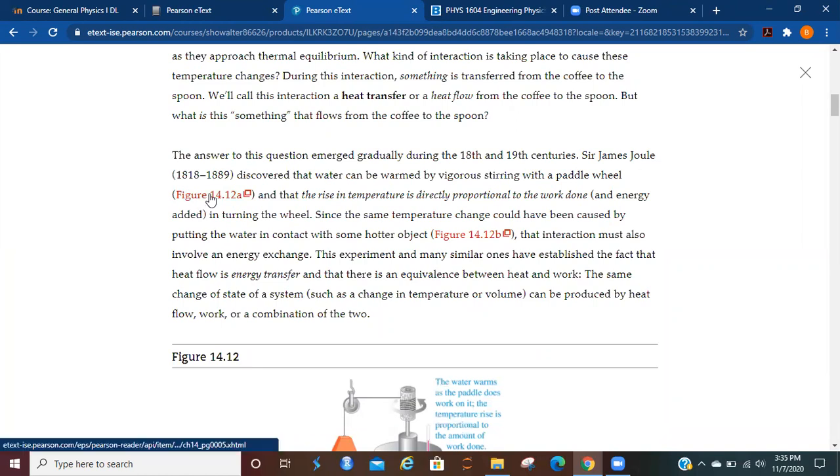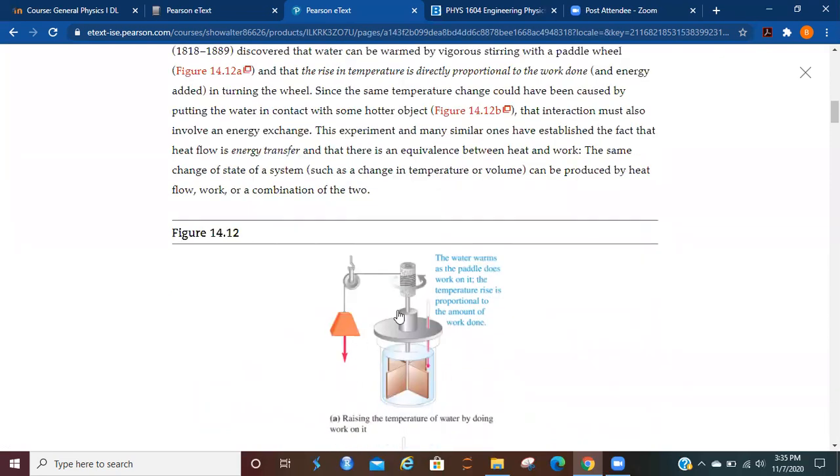Sir James Joule discovered that water can be warmed by vigorous stirring with a paddle wheel, if you look at a device such as this. The rise in temperature is directly proportional to the work done and the energy added in turning that wheel. Since the same temperature change could have been caused by putting the water in contact with some hotter object, in other words, the mechanism could be different but the effect is the same, that interaction must involve an energy exchange. This experiment and many similar ones have established that heat flow is energy transfer and that there is an equivalence between heat and work.